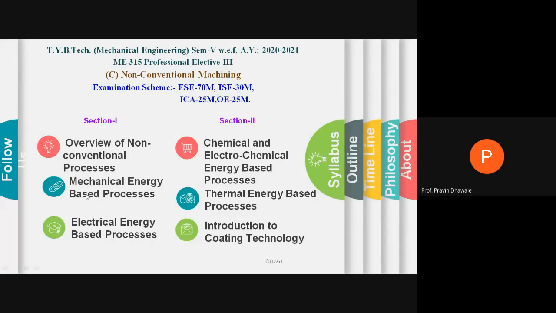The second chapter: when you are classifying these non-conventional processes, one of the criteria for classifying them is the type of energy we are using for performing the machining operation. If you are using mechanical energy, then those processes come under mechanical energy based processes. This is the second chapter. Third chapter, electrical energy based processes.